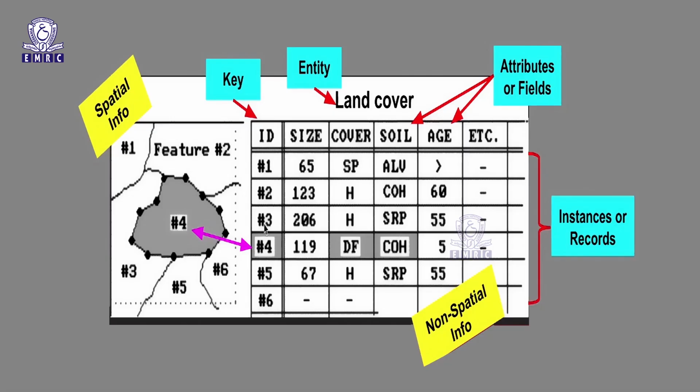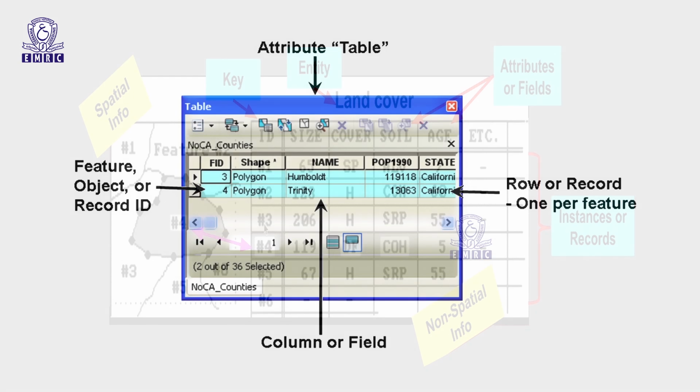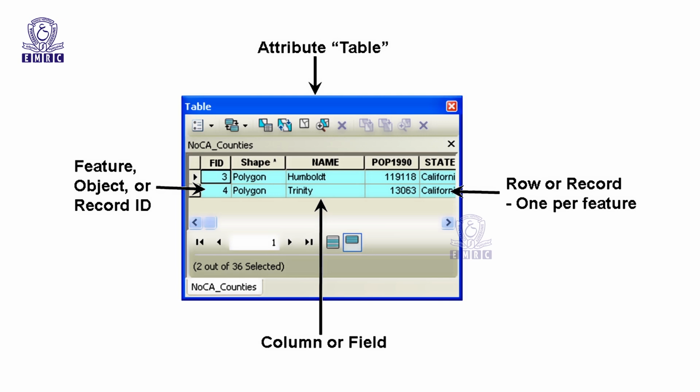Attribute data are stored in tables. An attribute table is organized by rows and columns. Each row represents a spatial feature. Each column describes the characteristics, and the intersection of a column and row shows the value of a particular characteristic for a particular feature. A row is also called a record and a column is also called a field.